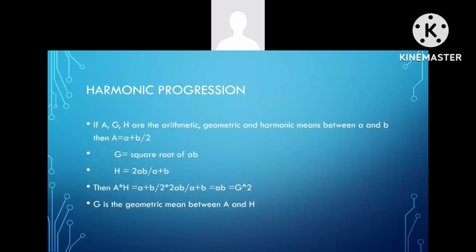Then let us discuss theorems related to progressions. If A, G, H are arithmetic, geometric and harmonic means between A and B, we have A equals A plus B by 2, G equals root AB, H equals 2AB by A plus B. A into H equals A plus B by 2 into 2AB by A plus B, that equals AB, that equals G square. G is the geometric mean between A and H.